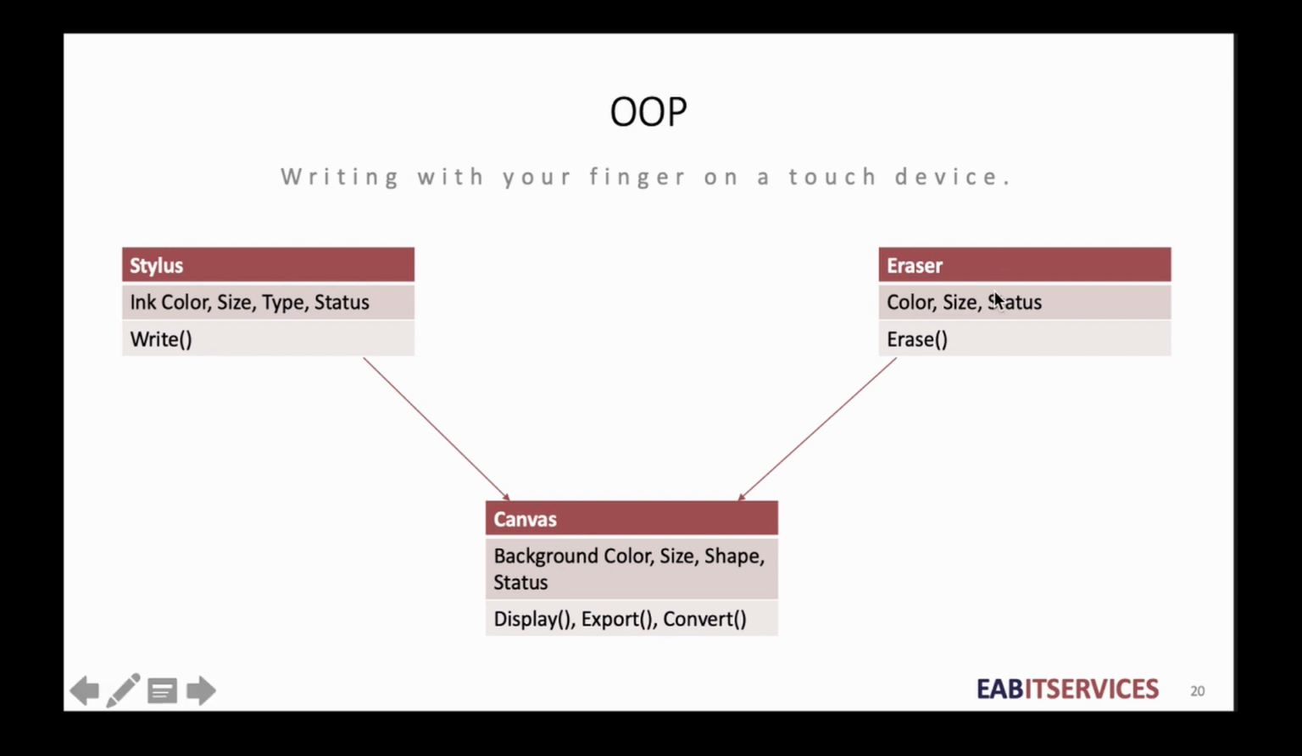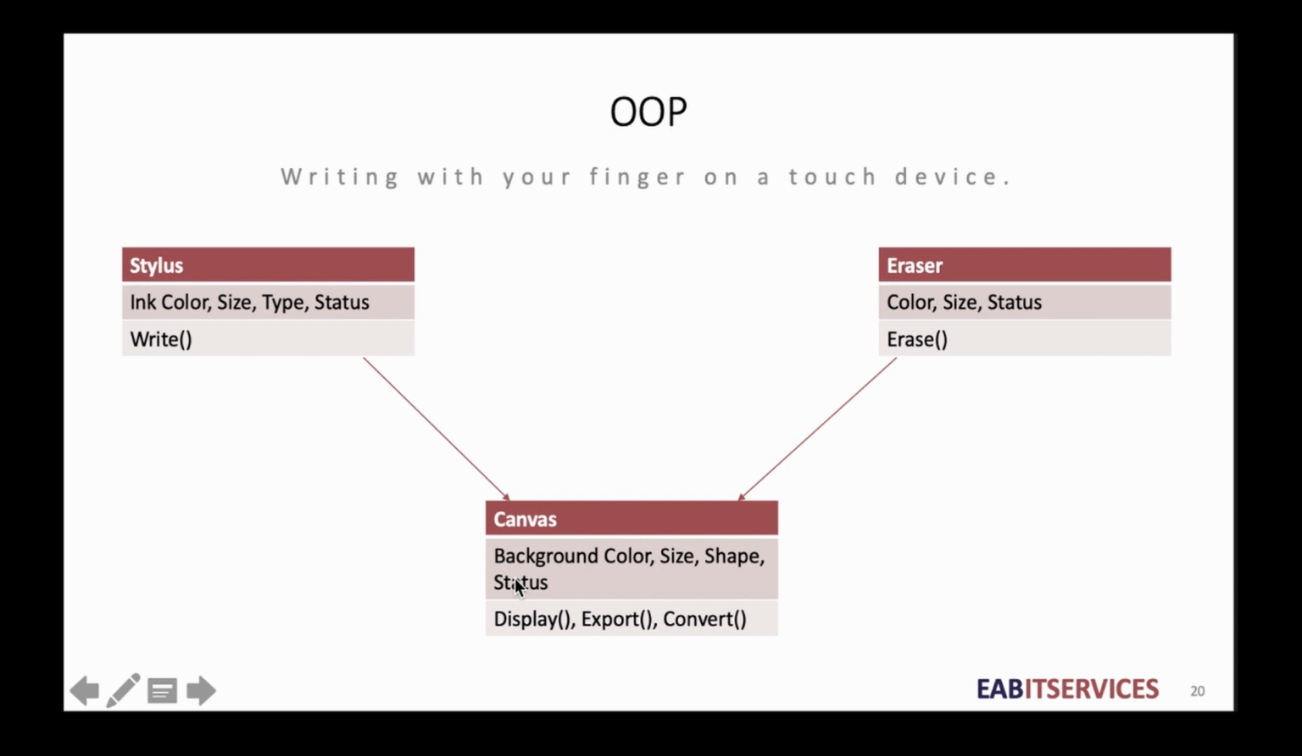Then another object that we can identify is the eraser. These are the properties or attributes of the eraser object: the color, size, or status. The action the eraser can perform is to erase. And another object is the canvas. You may have the background color as an attribute, the size, the shape, and then the status, whether it is being written upon or not.